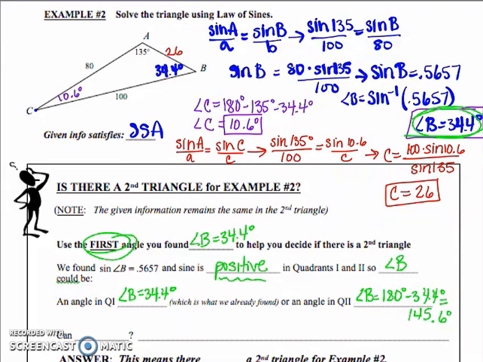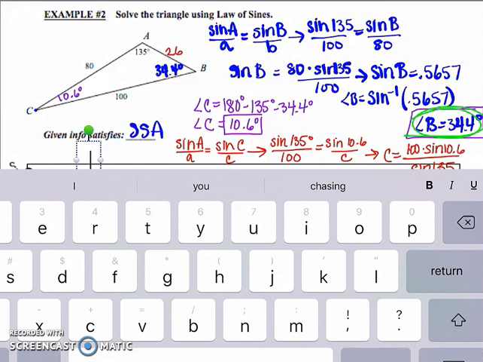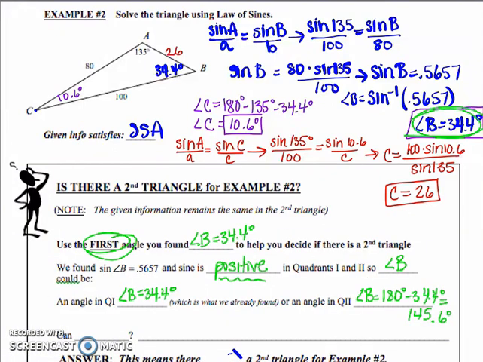Because we know that sine is positive in quadrant 2 as well. So we subtracted 34.4 from 180 and said the other possibility is that angle B could be 145.6 degrees. So then the question is, can that work, right? Can angle B equal 145.6 degrees?